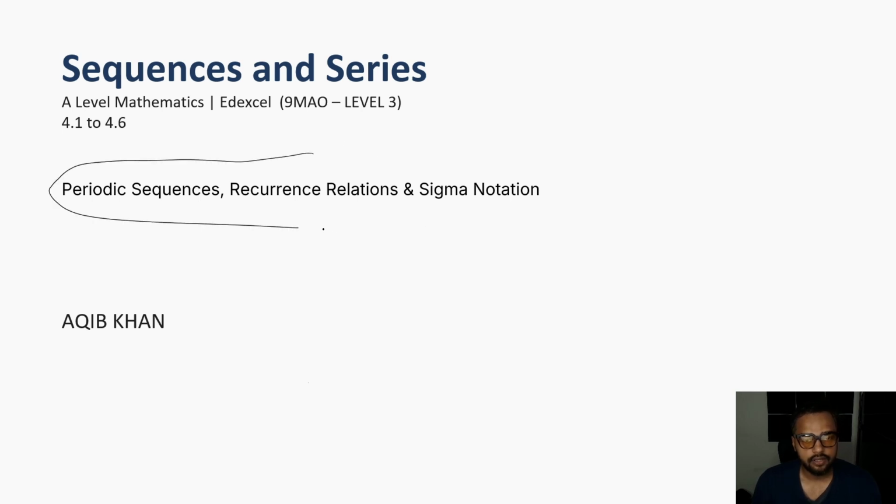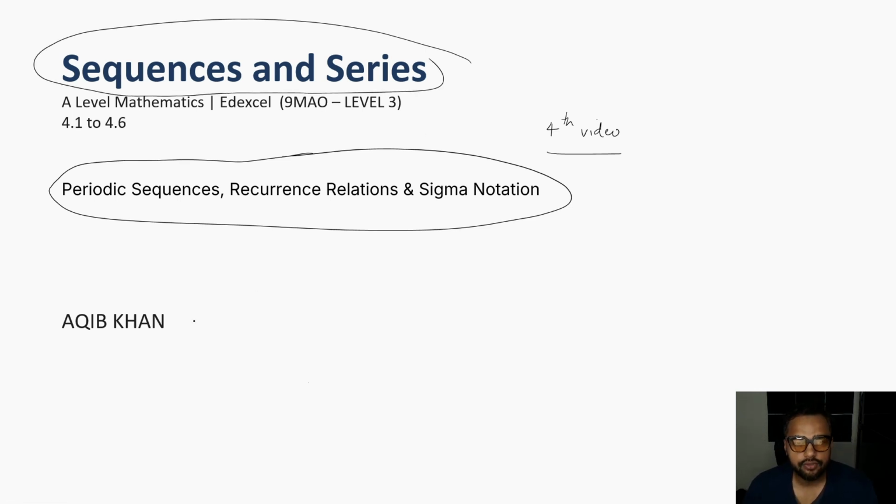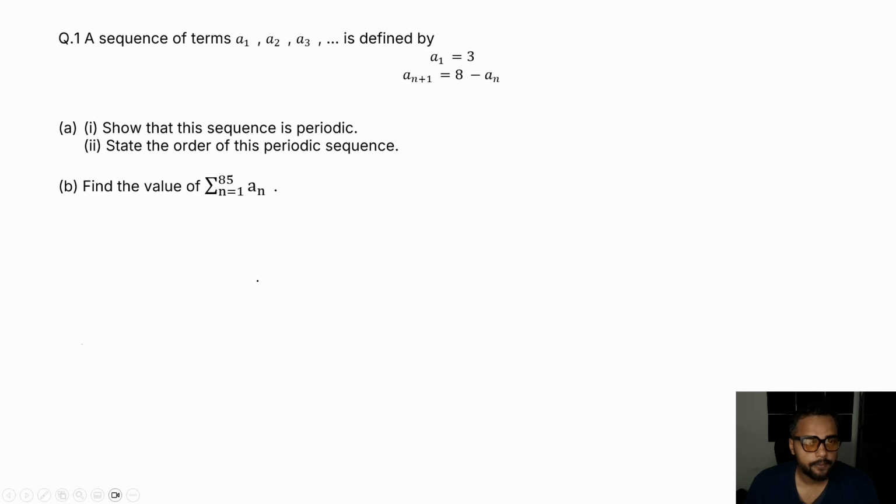Today we are discussing the concept of periodic sequence, recurrence relation and sigma notation. This is the fourth video of this series, and earlier we have uploaded 3 videos on the same concept of sequences and series, which can be discovered on my playlist. I'm taking the challenging questions from 2018 onwards, which belong to the same concept which I have written here. So let's start. The first question which I have taken is of the periodicity.